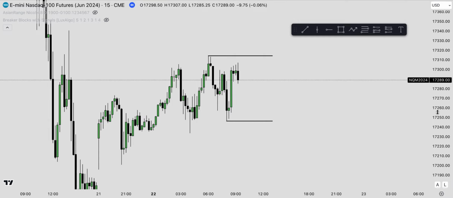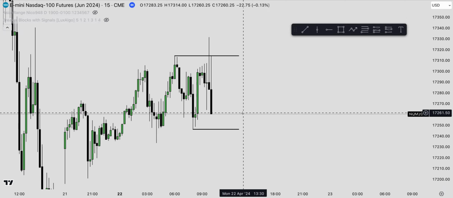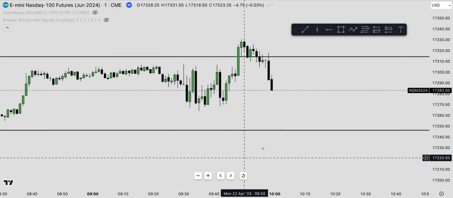I log on, I mark out my obvious swing highs, my obvious swing lows, which is your buy side and sell side liquidity levels. So once you have done that, you're going to hop into a lower time frame and just wait for one of these to get swept. Let's see which level gets swept first. As you can see, my side's been swept here. I'm going to replay it back a little bit and hop down into a lower time frame.